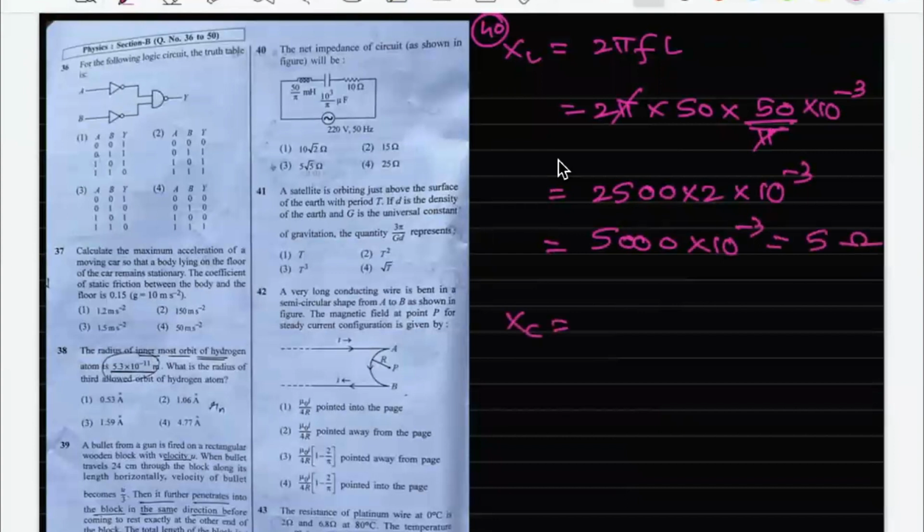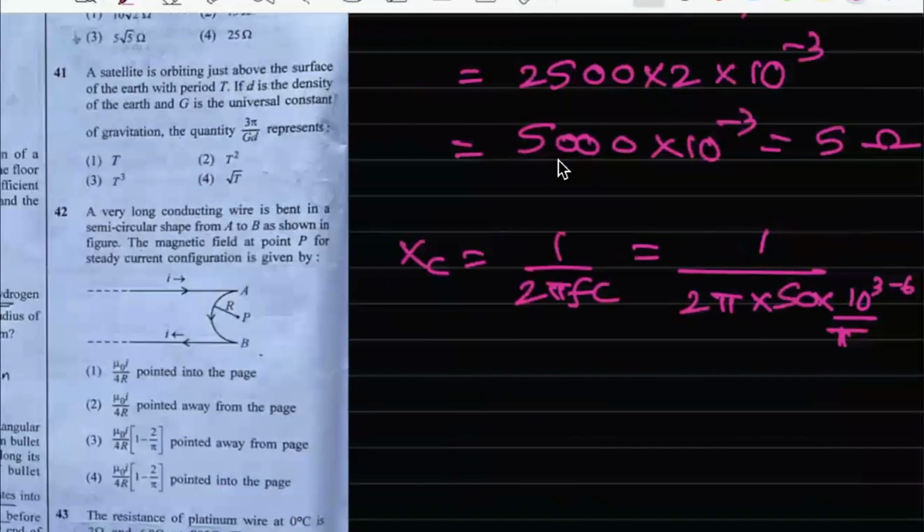And what about XC? Same thing, the denominator. So 2 pi F, again, what is F? F is 50. C value this time is 10 raised to 3 upon pi micro, so minus 6. So pi got cancelled off. So I have 50 into 2, which is 100. 100 is 10 raised to 2. And this is 3 minus 6, which is minus 3.